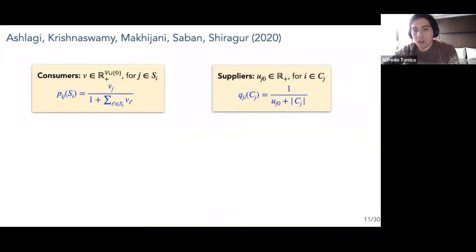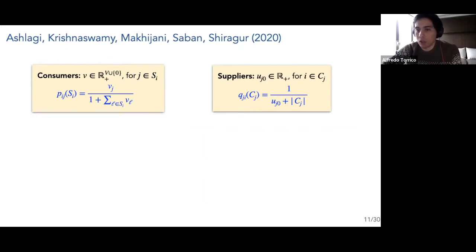So Achlagi and others specifically consider two models. One is a multinomial logit for consumers that corresponds to the following. Let's say that consumers have preference scores over the suppliers, denoted by Vj, and the probability of choosing a supplier from the menu is proportional to the weight of the assortment, plus the outside option whose weight is normalized to 1. So I want you to think that the value they put on choosing j is Vj, and the value of leaving the market is 1.